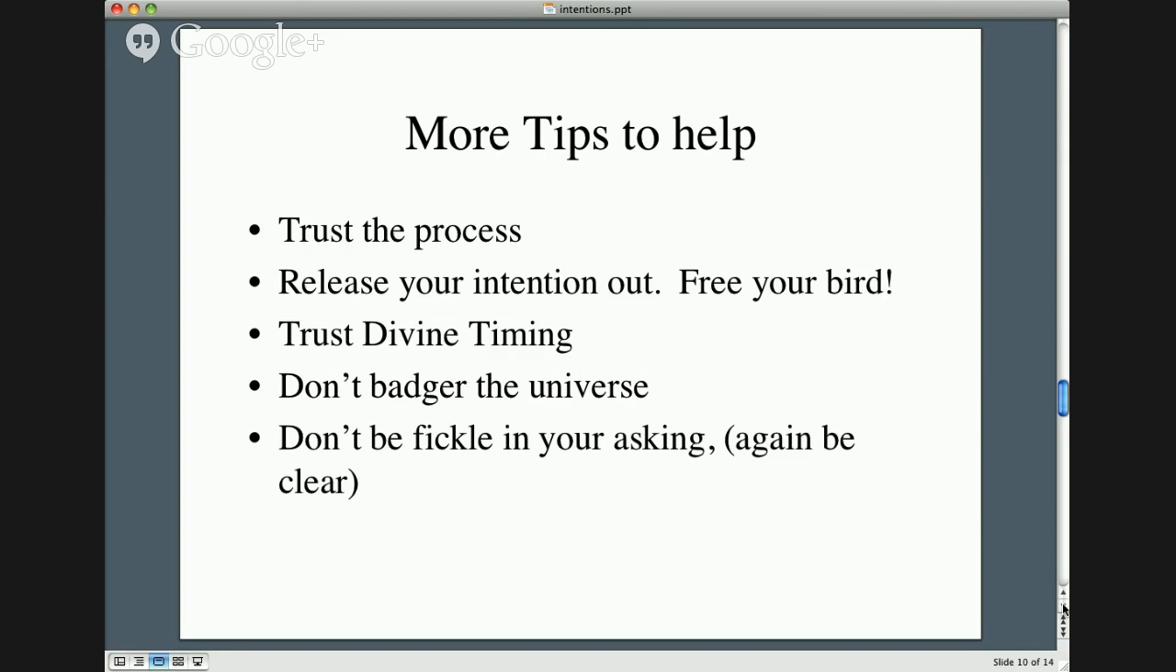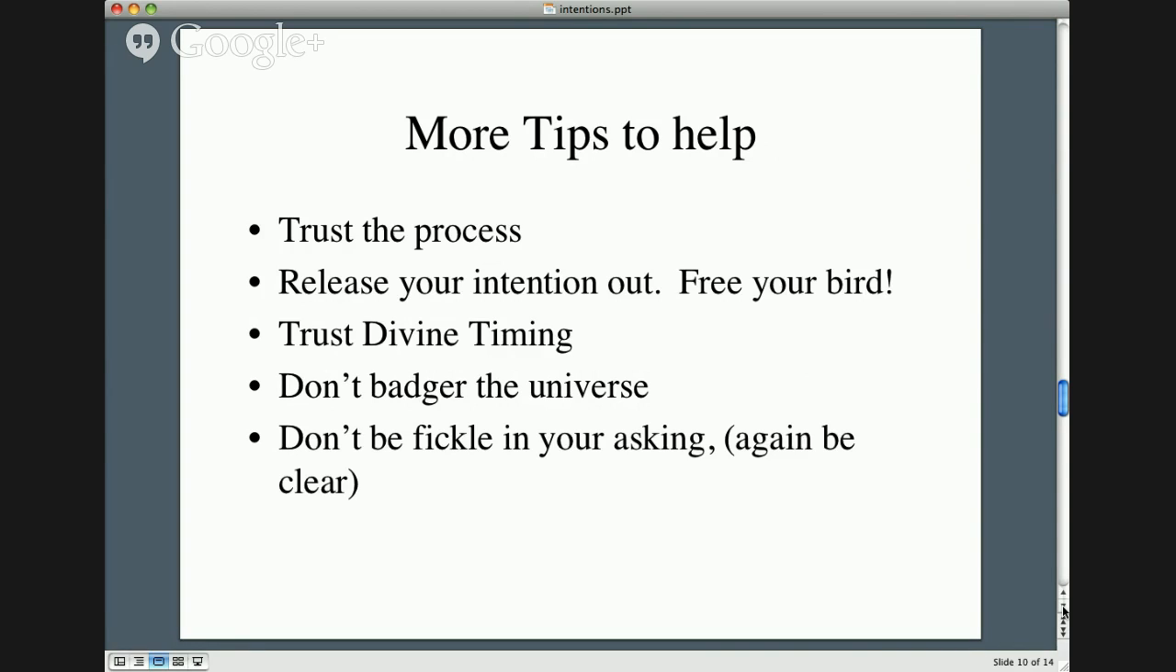If it happens quickly, that's great. But again, there are things that are not in our control, and there are things that are in our control. So pay attention and consciously create what's within your control, and let everything else go.